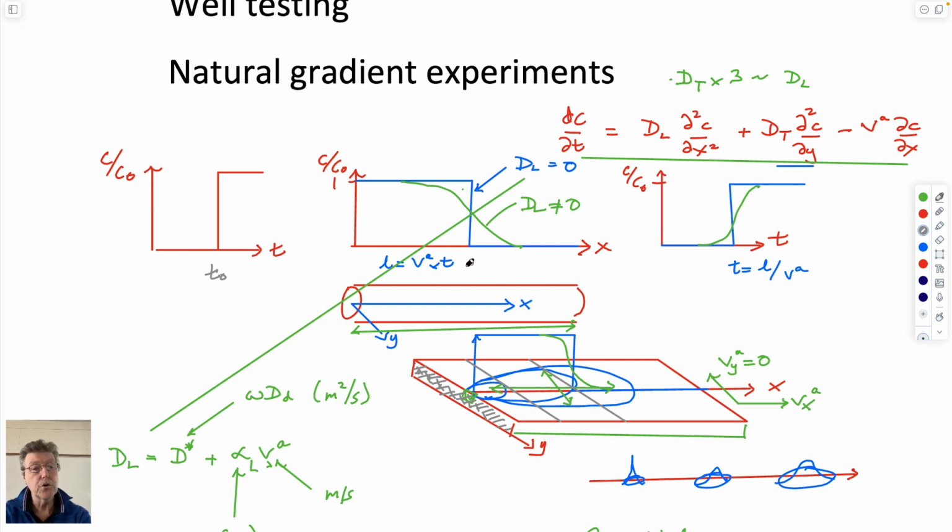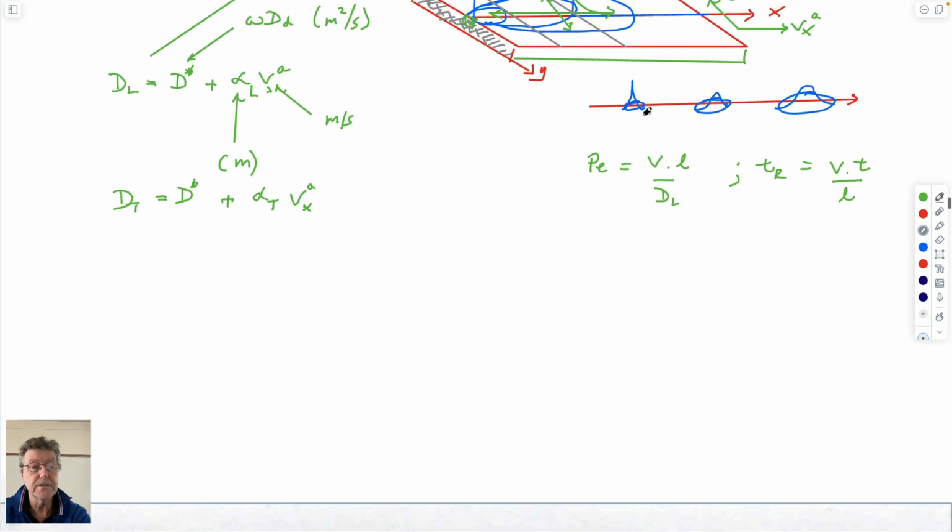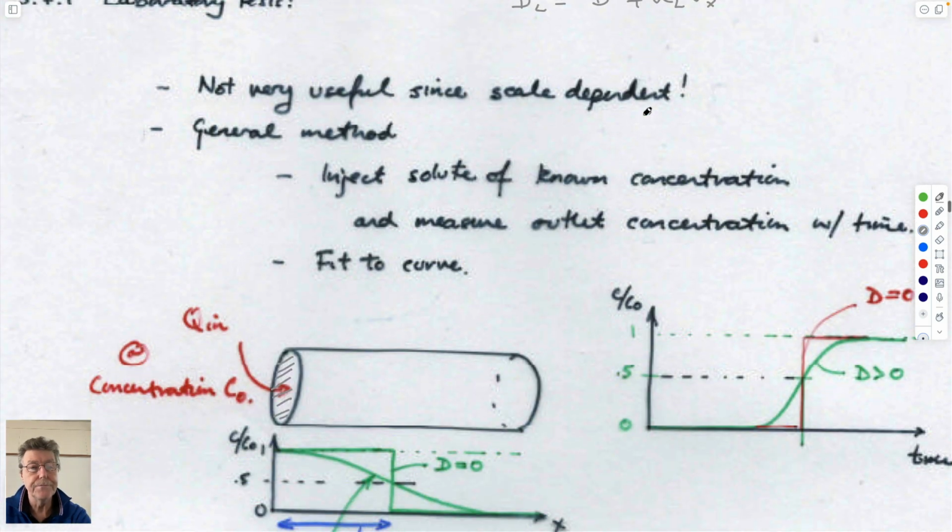Obviously, we can't see in the core whether it looks like a sharp front or a diffuse front. We can only look at the output. But if we took the output and tried to fit the output curve of the residence time distribution to this equation, then we could try and figure out exactly what this coefficient is. So, not surprisingly, that's what we could do.